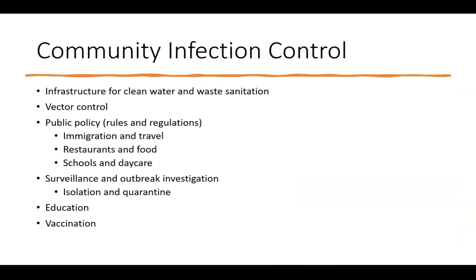Finally, the last thing I wanted to touch on is strategies that are used to prevent disease transmission within the community at large. This is not an exhaustive list, but should give you an idea of the many different avenues available to prevent the spread of infectious diseases. So we're going to talk about infrastructure, vector control, public policy, surveillance and outbreak investigation, education, and vaccination.